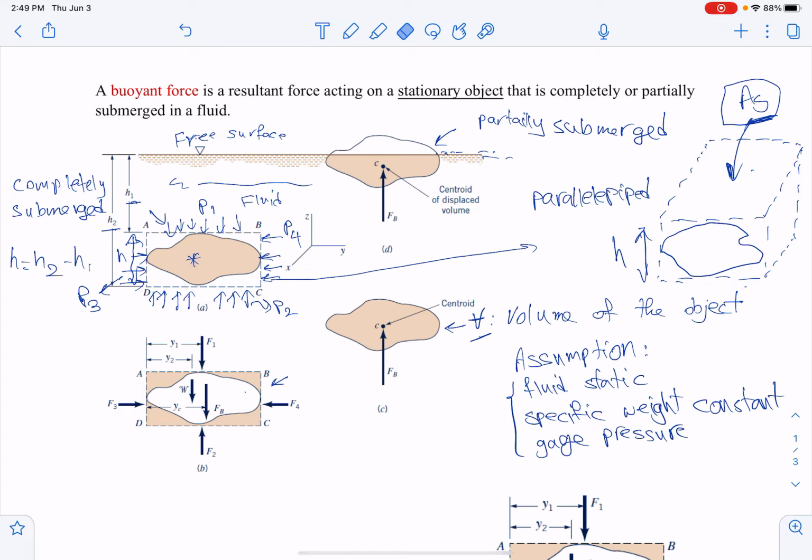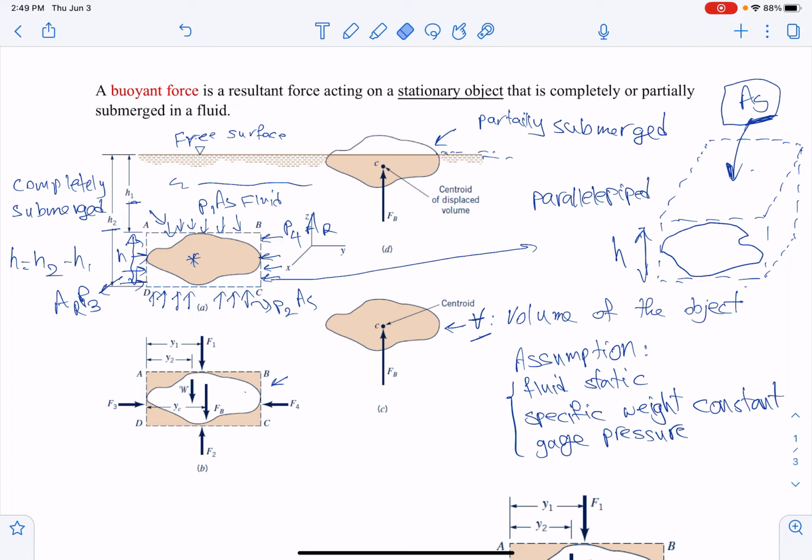So these are going to be multiplied by AS, P2 and P1, and P4 and P3 are going to be multiplied by the area of, let's say, the right and left, which are the same, right? So this is the area, the forces that we have.